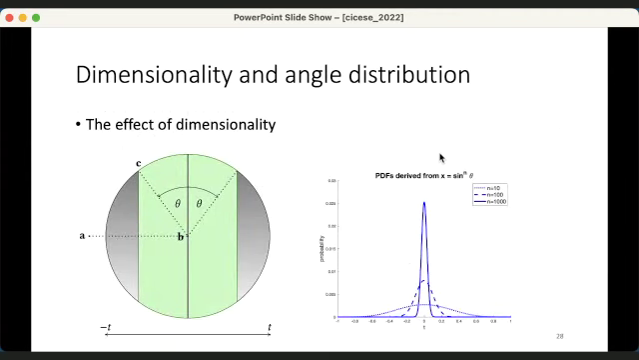These are the probability density functions on the right-hand side as the dimension increases. So indeed, for a 10-dimensional space, you have that dotted blue line, you have a fairly even probability distribution. But once you go to 1,000 dimensions, almost every one of these angles is very, very close to 90 degrees. So why does that matter?